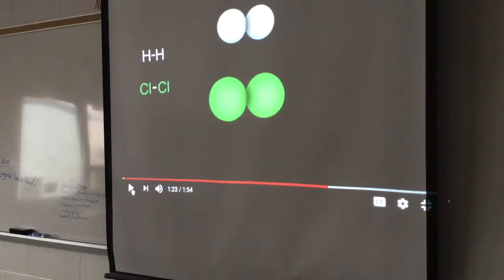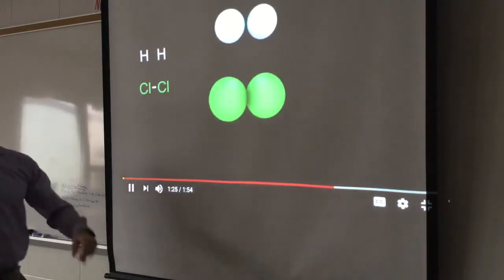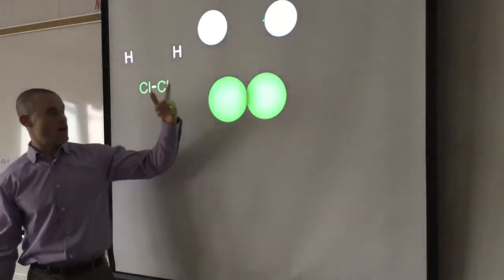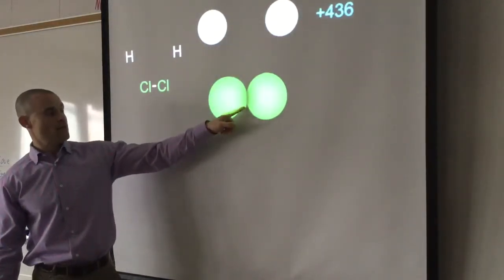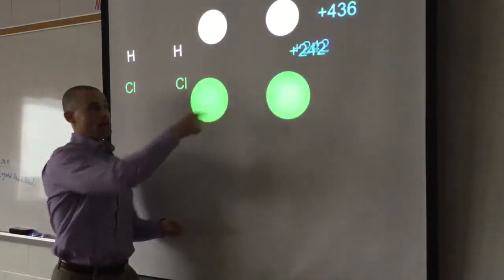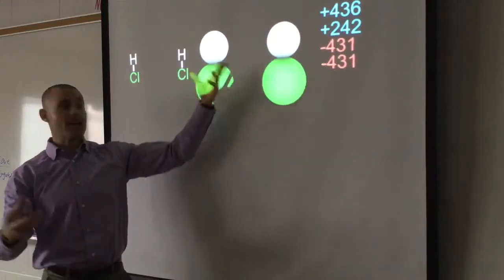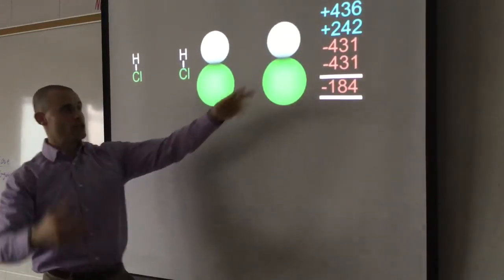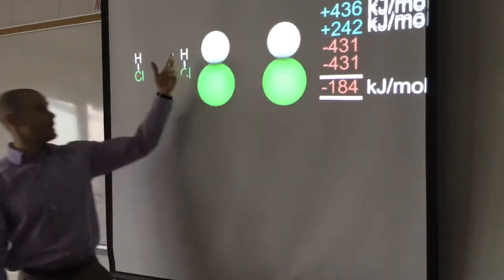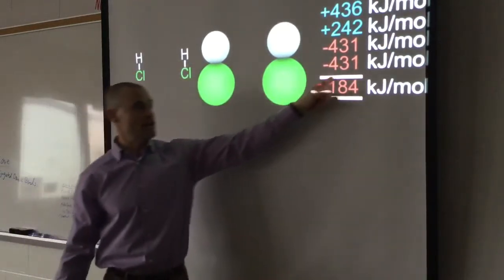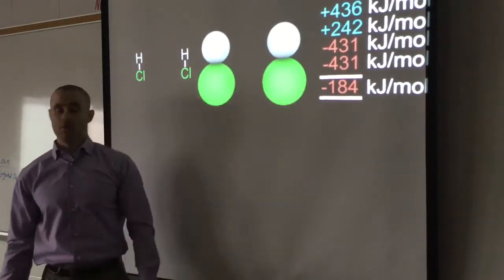So watch what happens. I believe it's going to be blue when they rip apart and red when they come together. So when they rip apart, blue means energy's going in. So that's positive energy. Red, negative, releasing energy. And it's just showing that overall, when you make HCl, it actually releases more energy than you need to put into it.